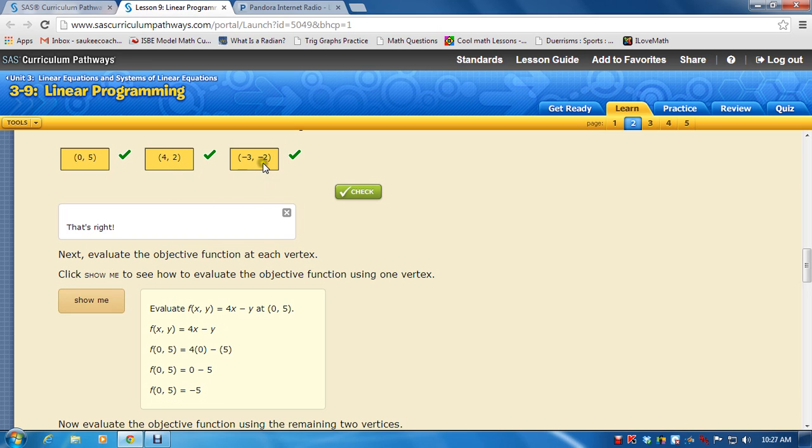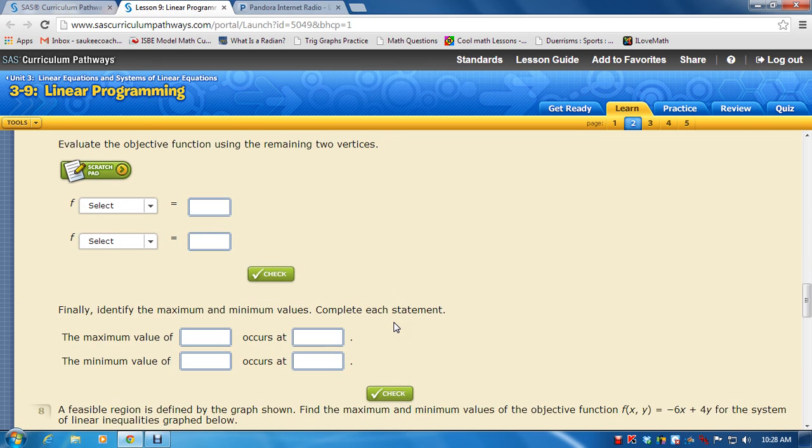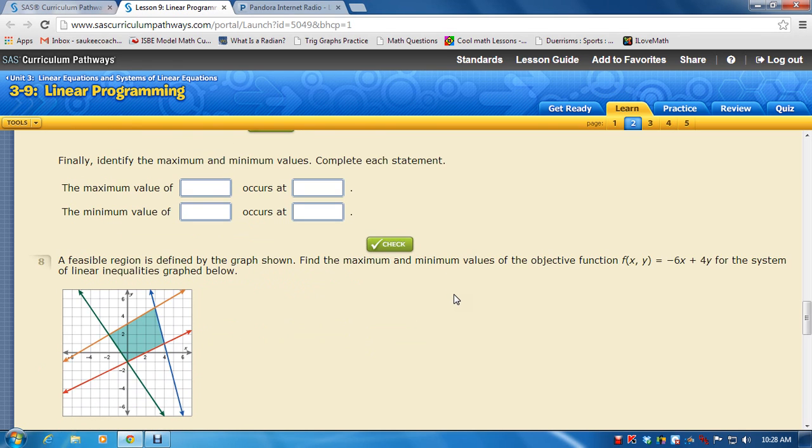Plug in a -3 and a -2. -3 times 4 is -12. Minus a -2 would be +2, which takes you back to -10. That would actually be our minimum. So 4, 2 would be our maximum. -3, -2 would be our minimum. Okay? So we don't really need to do this all that much.